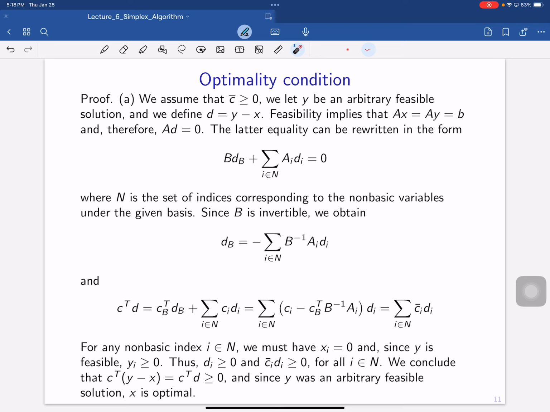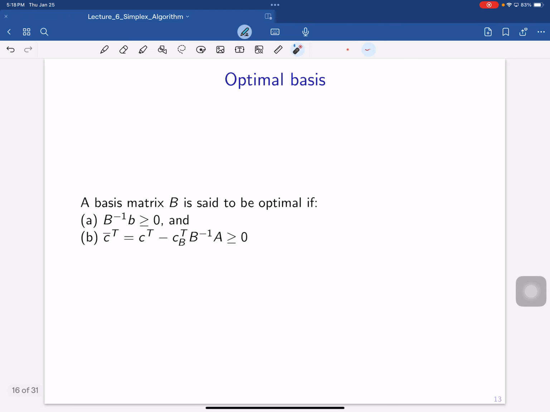But the converse is not true. You need a non-degenerate assumption. You can check that the converse part is also pretty straightforward. Now we talk about the optimality conditions. You can claim that a basis matrix is said to be optimal if, first of all, it is feasible, so x_B has to be greater than or equal to 0, and the reduced cost has to be greater than or equal to 0. Then you can argue that the basis is optimal.